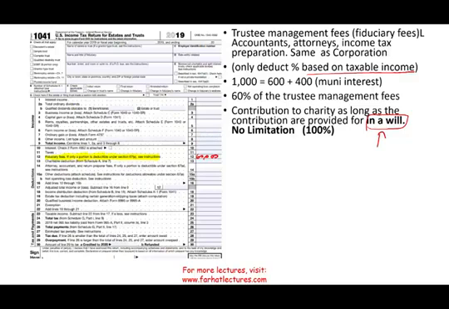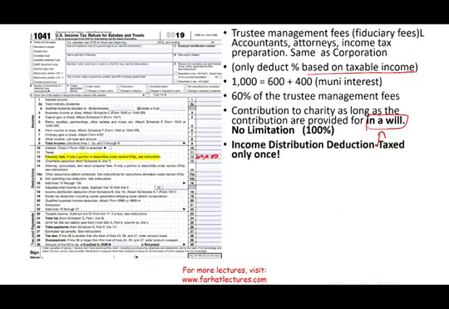So the trustee cannot decide on the charity. The beneficiaries, let's assume the kids of that individual or husband or wife, they cannot decide on that. Okay, as long as it's in the will, that's when it's deductible. Now you can give if you want to, but it's not deductible.